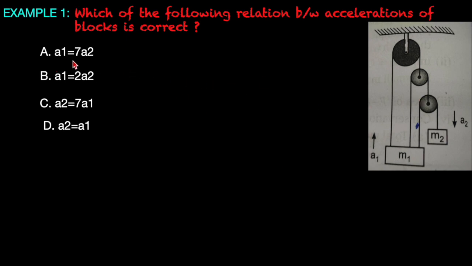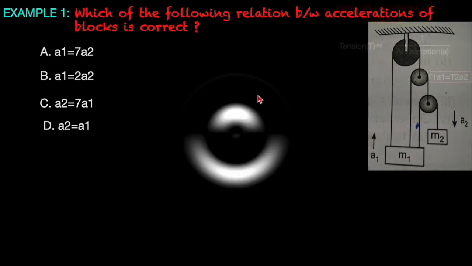It will be A1 is equal to 2 times A2, or A1 is equal to 2 times A2, or A2 is equal to 2 times A1, or A2 is equal to A1. So now let's dive into the solution and see what the relation between A1 and A2 is and how to find it using the trick.